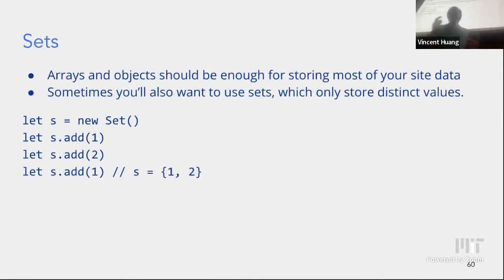Similarly, we talked about storing data using arrays and objects. Arrays are ordered collections of elements, and objects are a bunch of key value pairs. Sometimes you also want to only keep track of distinct values, in which case you can use sets, which are also in JavaScript. And this works in the same way as in Python, where if you add the same element multiple times, it only uses it once.